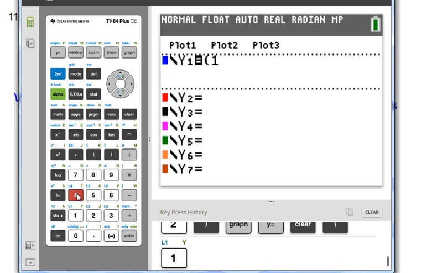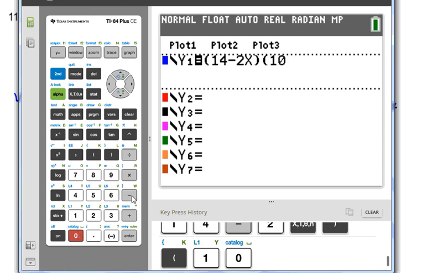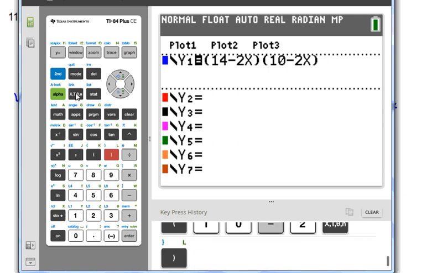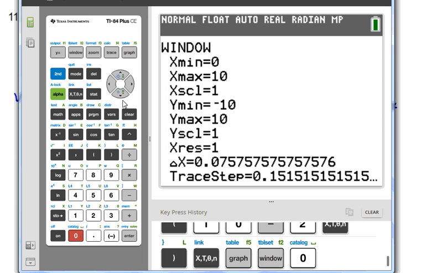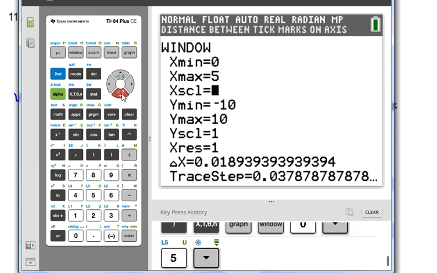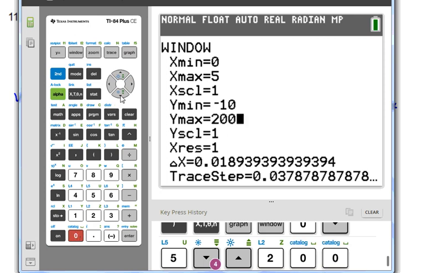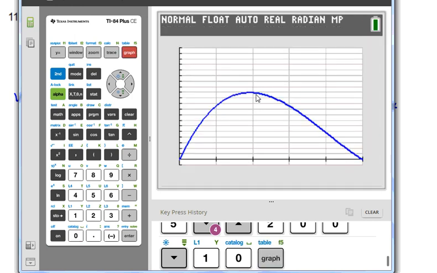So let's go here and put in our length, 14 minus 2x, and then our width, 10 minus 2x, and then our height of the box, x. We graph the function. This is what we see. I'm going to change the dimensions of the window to better view what's going on here. I'll go for x max of 5, y minimum negative 10 is okay, y maximum I'm going to go up to 200. I don't know if that's going to be enough. Then y scale, graph.